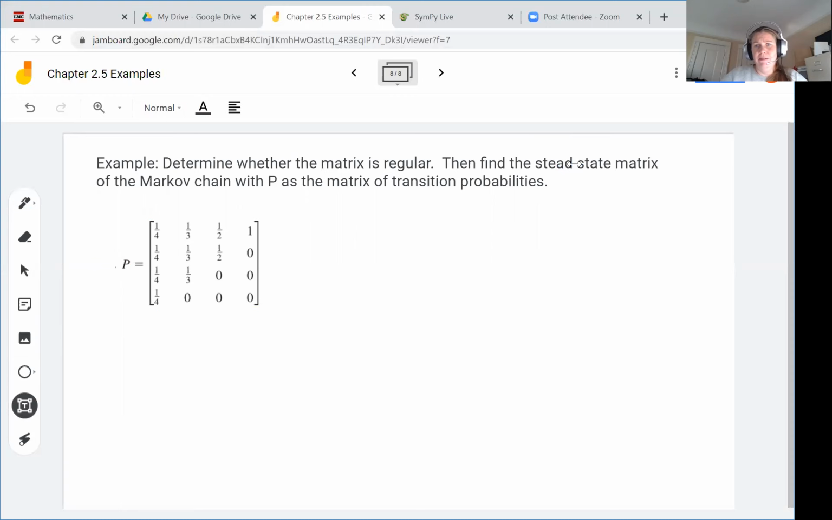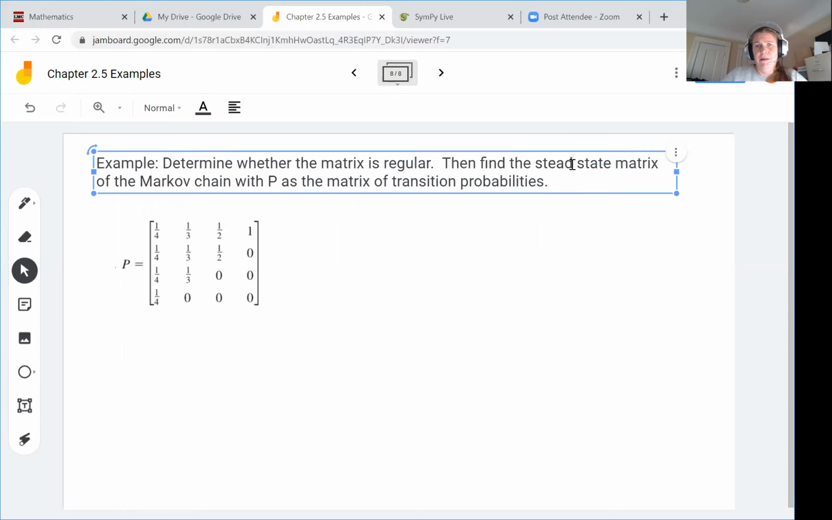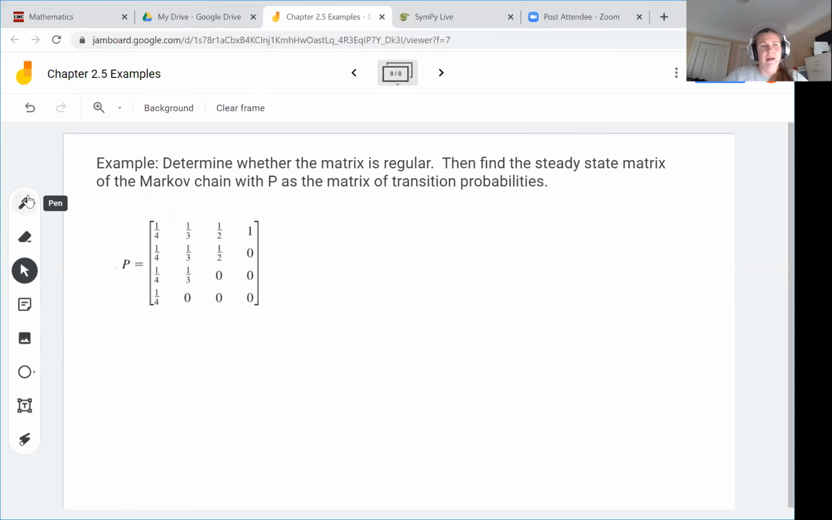I'll edit my text real quick. Now it says steady state, what I wanted to say. All right, so we need to first verify that P is regular. So I'm going to go input it into SymPy and start checking the powers of P.